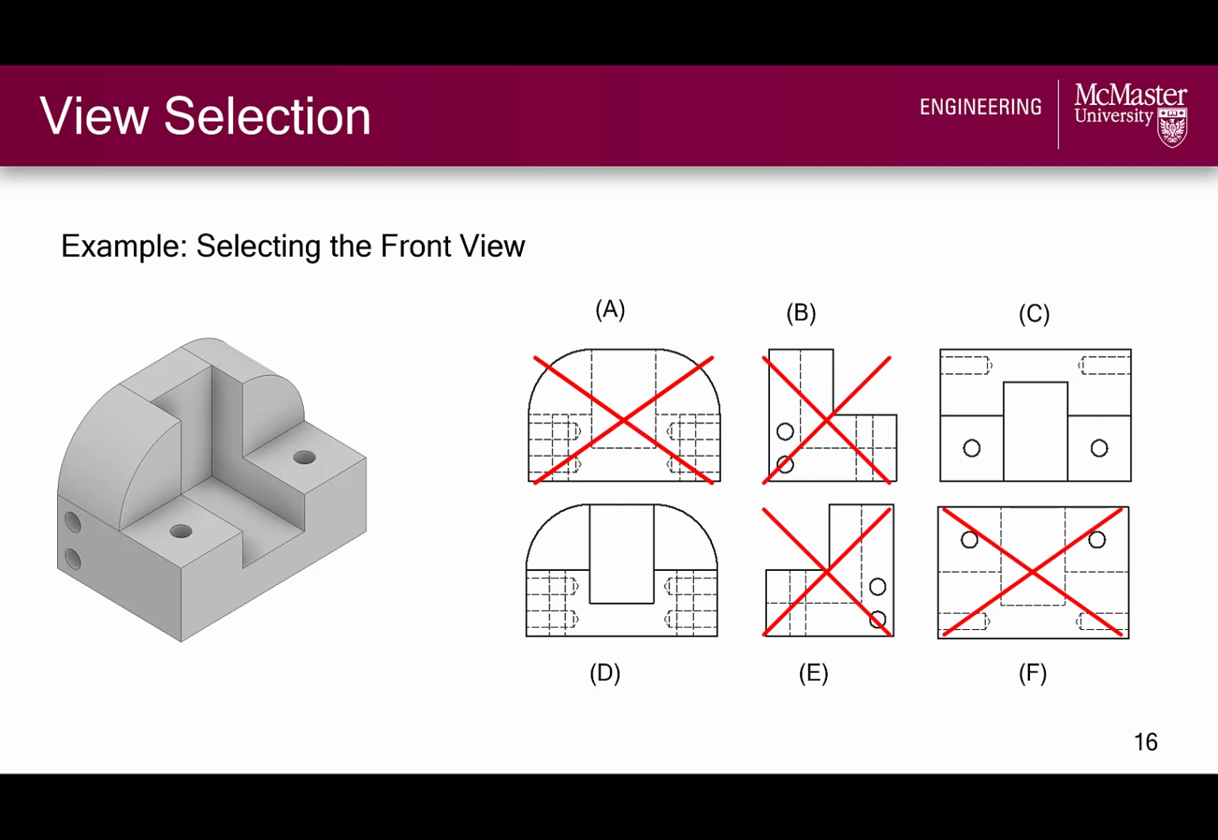Between these two views, I would argue that option D provides more detail about the part's shape because we have the rounded features, and we can also see in this view that there are at least 6 holes, whereas in option C, we can only determine that there are at least 4 holes. For this reason, I would select option D as our best option for the front view.